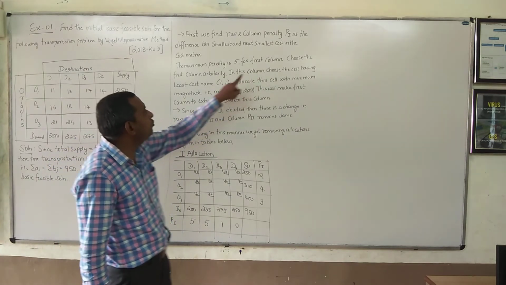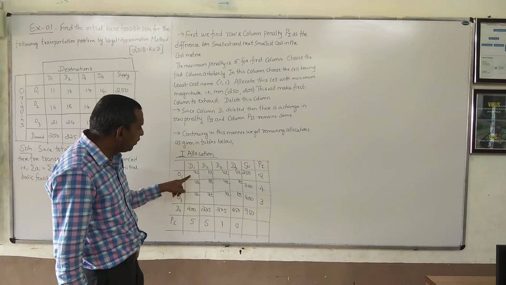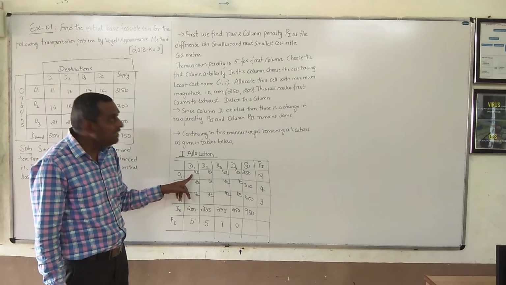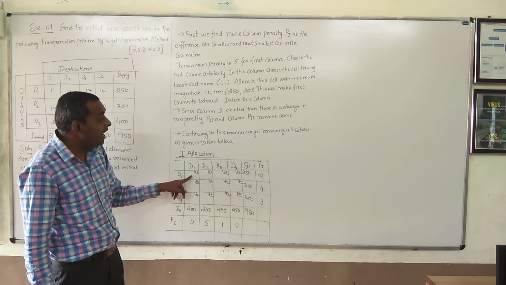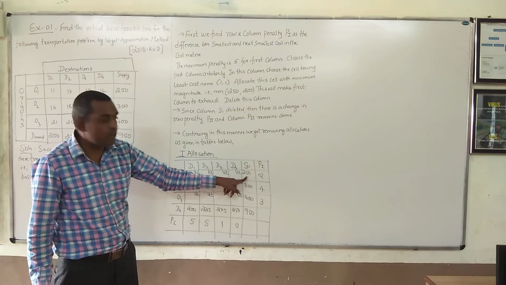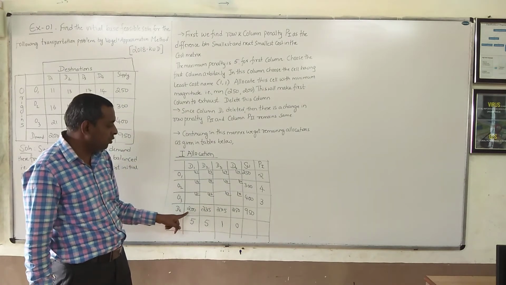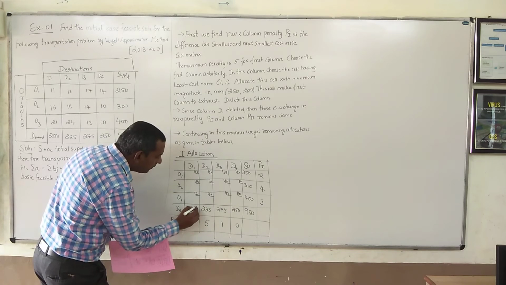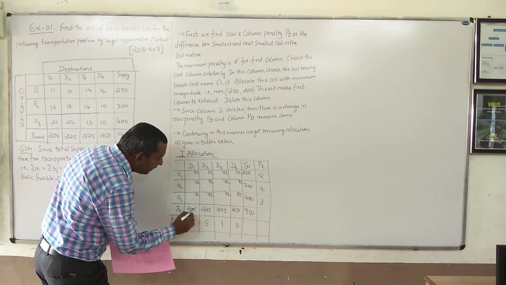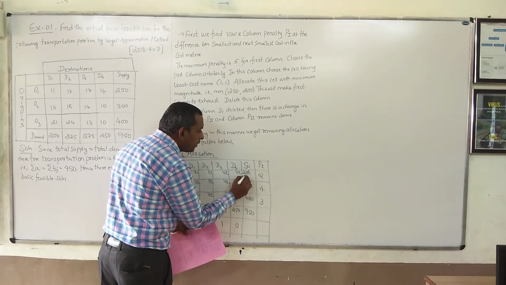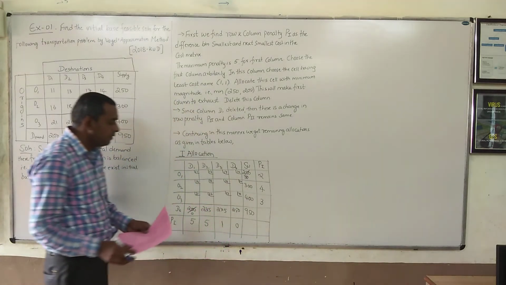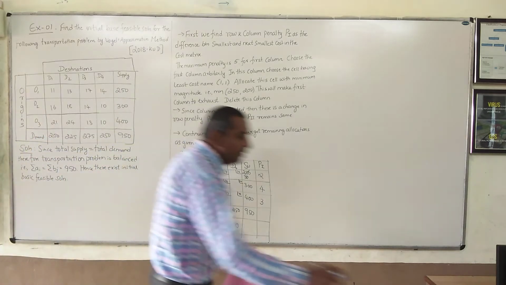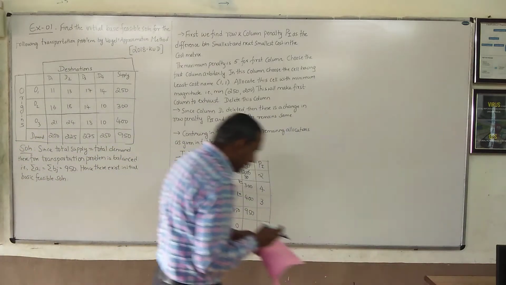In this column, choose the cell having the least cost. Which is the least in this column? 11 is the least. I have chosen this and check the magnitude. The magnitude is 250 and it is 200. So what I do here is subtract. It becomes 0, and now it becomes 15. So this particular column is exhausted, because it is 0 now.